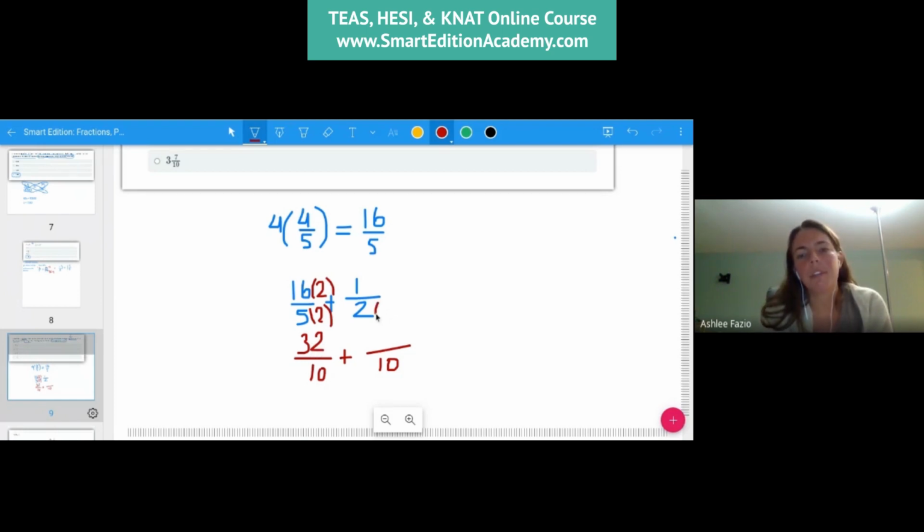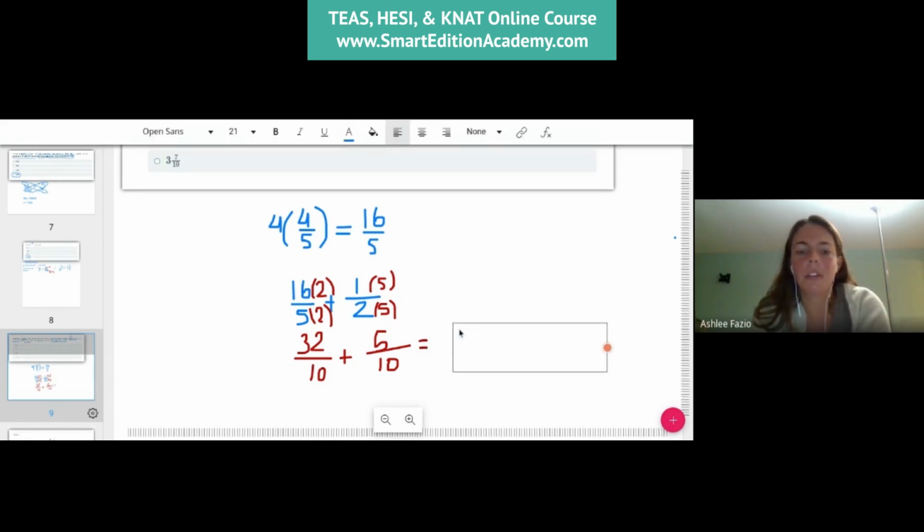Likewise, with 1/2, you probably could see this pretty quickly, but just to reiterate, I would have to do 2 times 5 to get 10, and if I do it on the bottom, in this case, I have to do it on the top. Okay, so I'm going to get 32, oops, that's a 5. 32 tenths plus 5 tenths, and if I go through and add these together, all I have to do is add the top, 32 plus 5 is 37, and keep the bottom, 37 tenths.